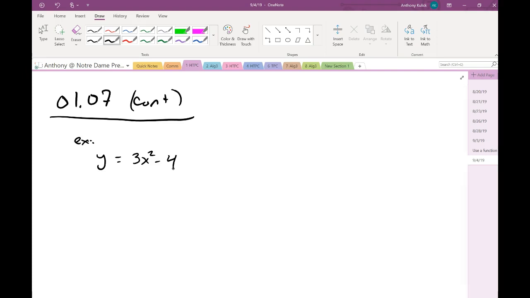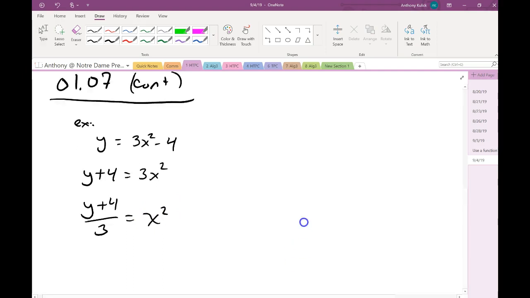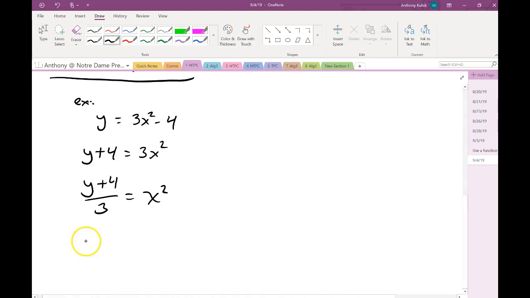If I want to find the inverse for this, what is the general procedure I do? I solve for x and swap the x's and y's, right? Okay, so what should I do first? Add 4 over to both sides. Then what? Divide by 3, very good. And then what? Square root of both sides. When I do that, what do I have to be wary of? Plus or minus, yeah.